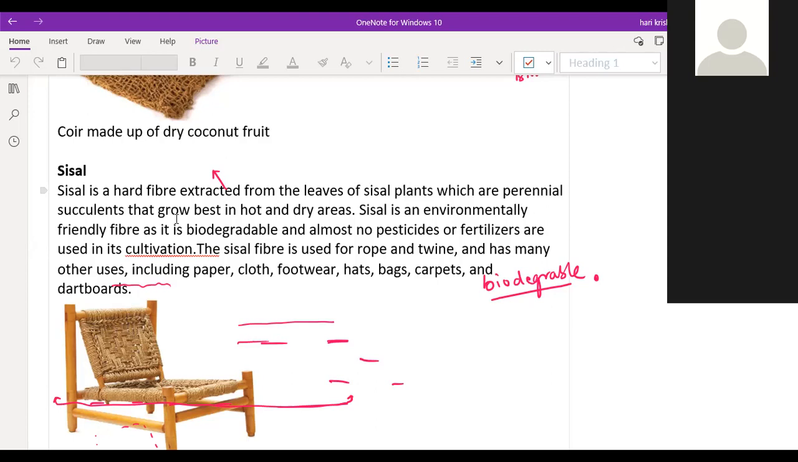Sir, what is this chair-looking thing, sir? This chair, sir, below the seat. The wood is made up of other plants, but inside that chair there is some other fiber, right? Which is the sitting fiber? It's sisal only. Okay, sir.